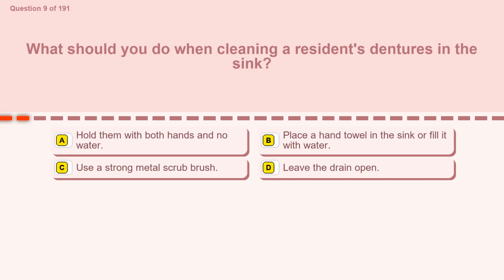Question 9. What should you do when cleaning a resident's dentures in the sink? Option A. Hold them with both hands and no water. Option B. Place a hand towel in the sink or fill it with water. Option C. Use a strong metal scrub brush. Option D. Leave the drain open.